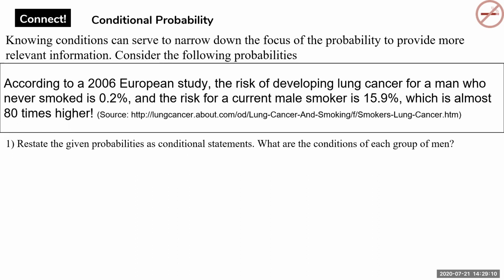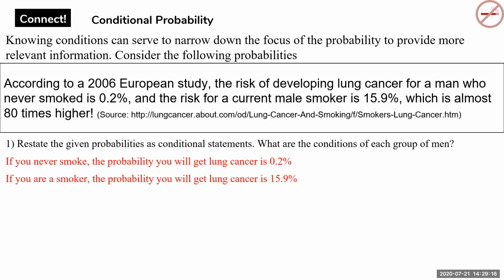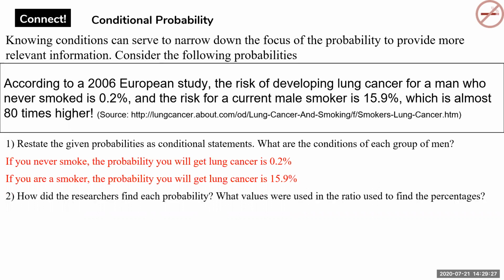Now, we want to restate these statements. What are the conditions of each group of men? These are the conditions. If you never smoke, the probability you will get lung cancer is 0.2%. If you are a smoker, the probability you will get lung cancer is 15.9%.